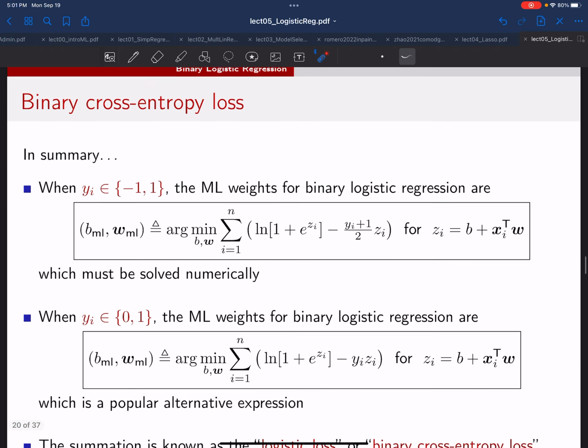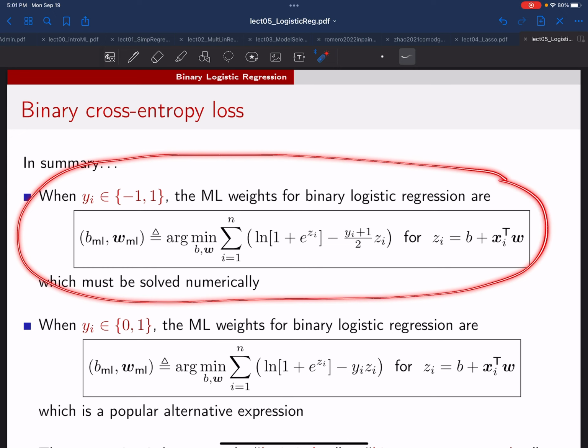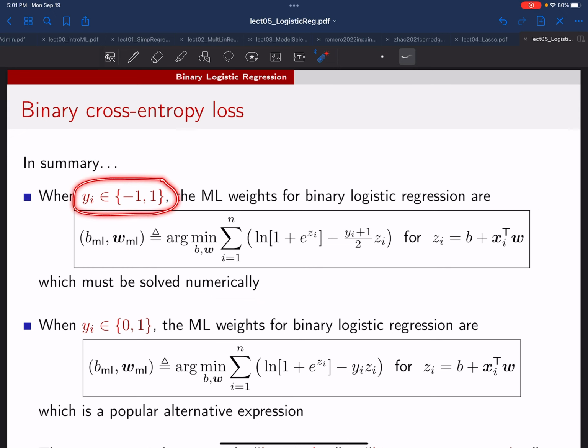Just a couple more things to finish up. So just to summarize what we just derived. When the labels are 1 and minus 1, which is how we did the derivation, this is the expression that we derived. Here's our sum over all our training samples. Here's the scores z_i. The scores z_i are a function of the training features as well as our parameters. And we said we want to find the minimizers b and w that minimize this, and those are going to be our maximum likelihood parameters.